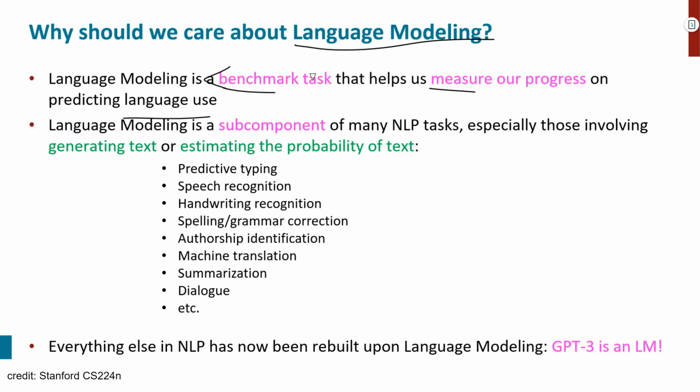Now, what does benchmark mean? It is kind of a standard task that we do to measure how well we are doing on the task of natural language processing. And language modeling is a subcomponent of many NLP tasks, especially those involving generating text or estimating the probability of text. And we saw this example, predicting typing.